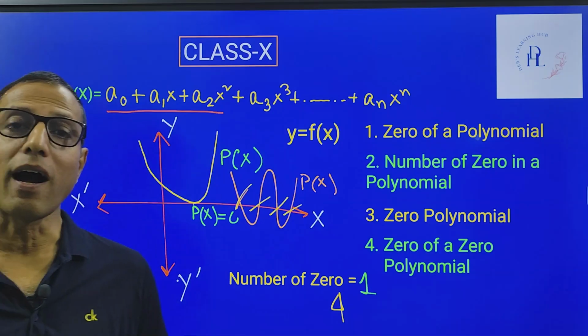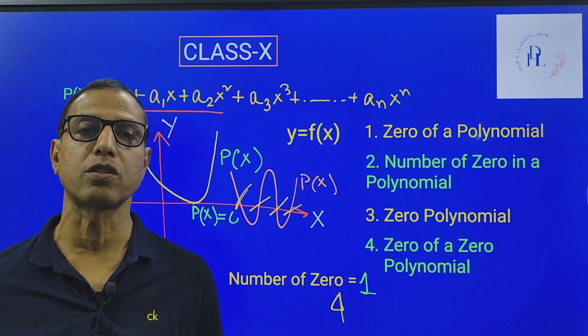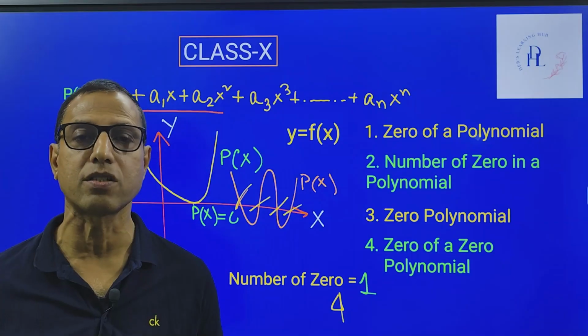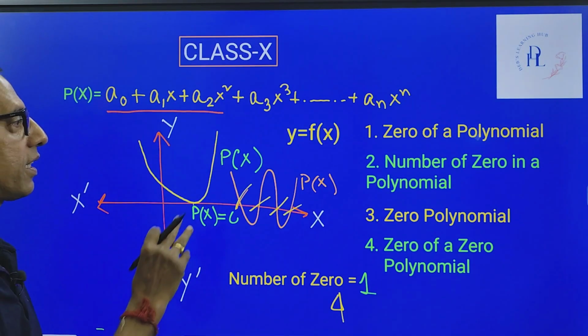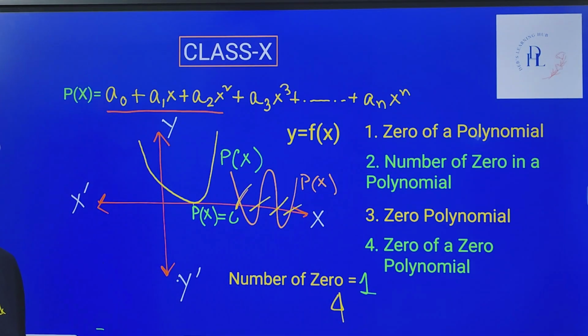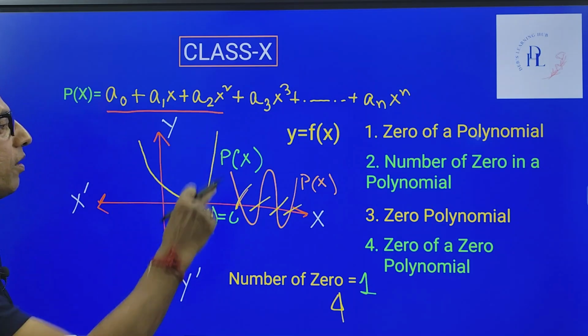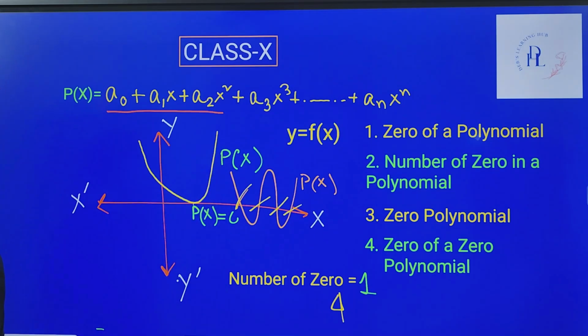So either it will be asked to find out the number of zeros, or if it is asking to find out the zero polynomial, then definitely an equation will be given. If it is asking to find out the number of zeros in a polynomial, it could be either from the algebraic expression or from the graphical representation. Understood?